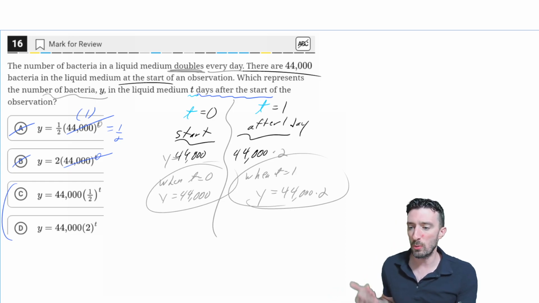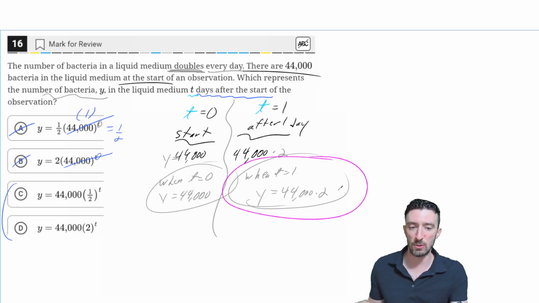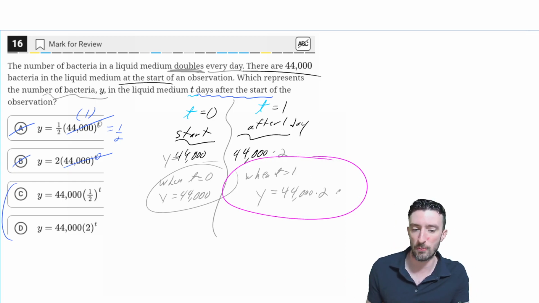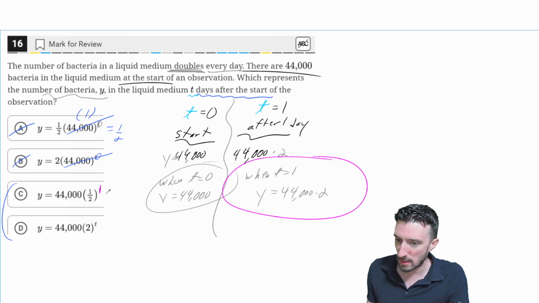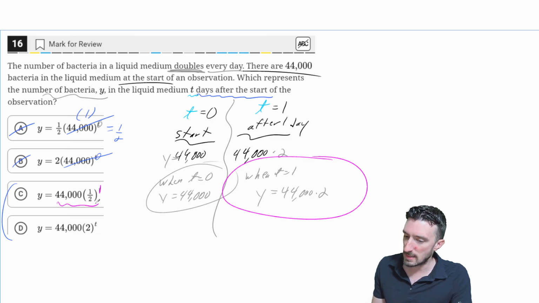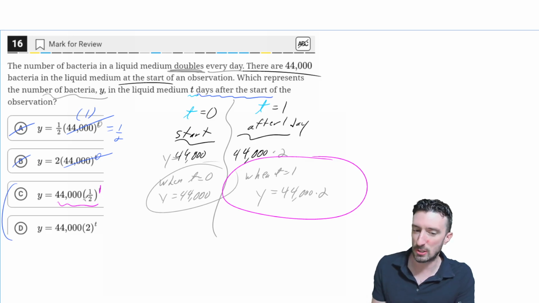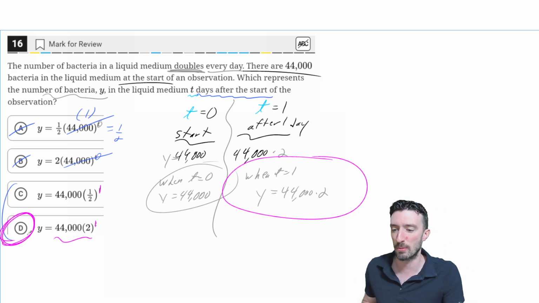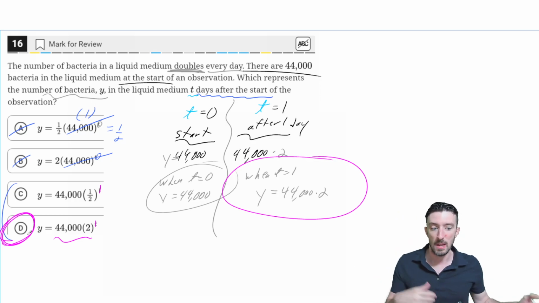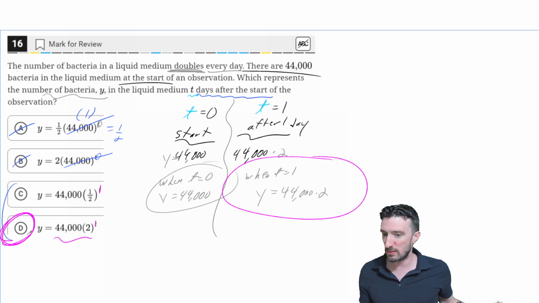But now we got to go down to the fact that when T equals 1, we're supposed to get 44,000 times 2. So when I plug in the 1 in C, I get 22,000. Not what I'm looking for. This one is 44 times 2. That gets me what I'm looking for. Answer is D. This is the slow way of doing it.